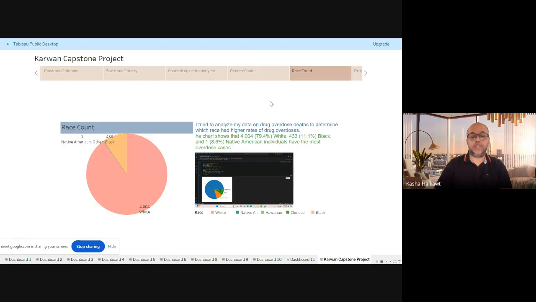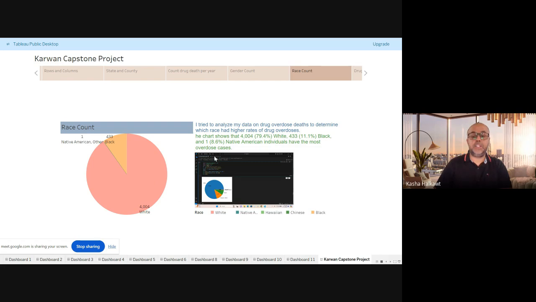Next slide talks about race. What race used drug overdose more? I try to analyze my data on drug overdose deaths to determine which race had a higher rate of drug overdose.